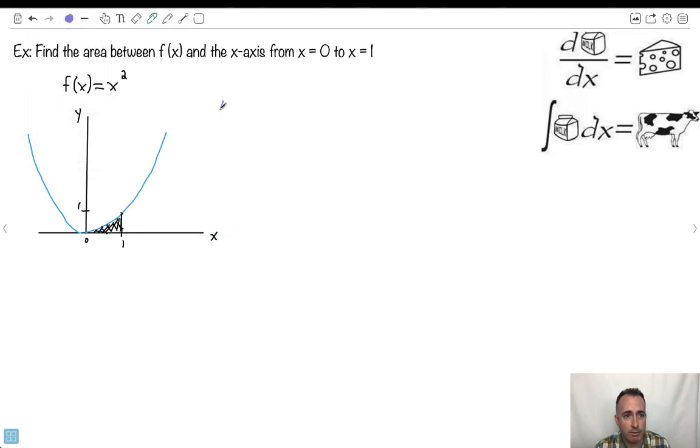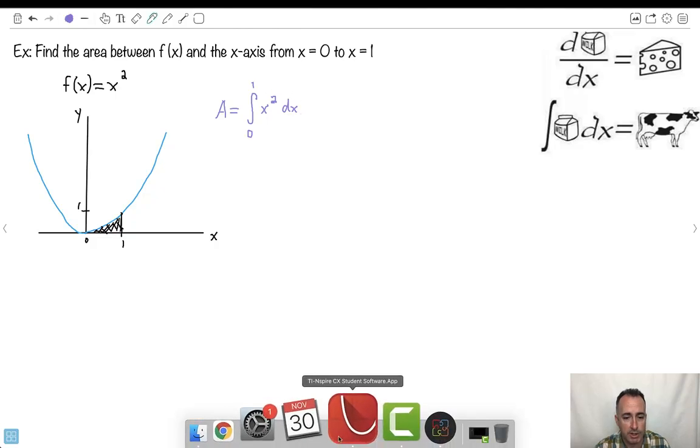So I'm going to say the area, A, is equal to the integral from where do I start? Well, I start at 0. Where do I finish? I stop at 1, and I write down the equation. So it's going to be x squared dx. I'm going to do this on my calculator. I'm going to ask my calculator for this answer.